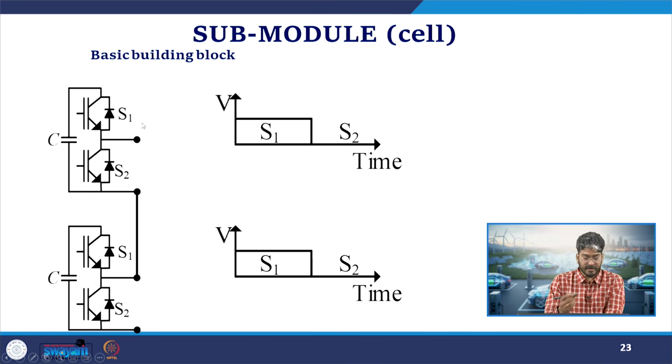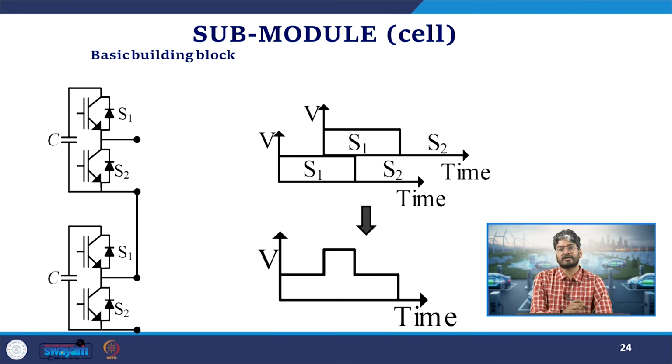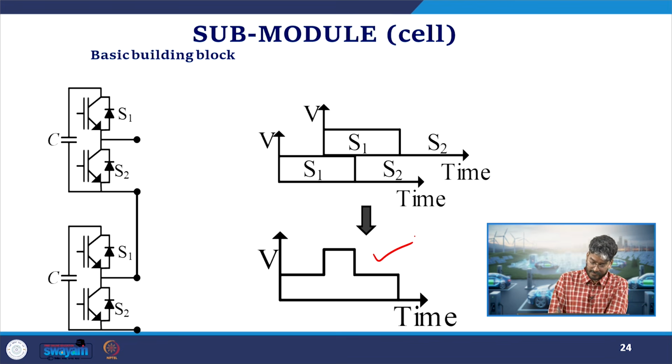Now let us see what happens if I connect two half bridge submodules in series. This independently can generate a positive and 0 voltage. This also can generate a positive and 0 voltage. Now if I use these two submodules with a time shift as shown over here, I will be generating a stepped waveform.